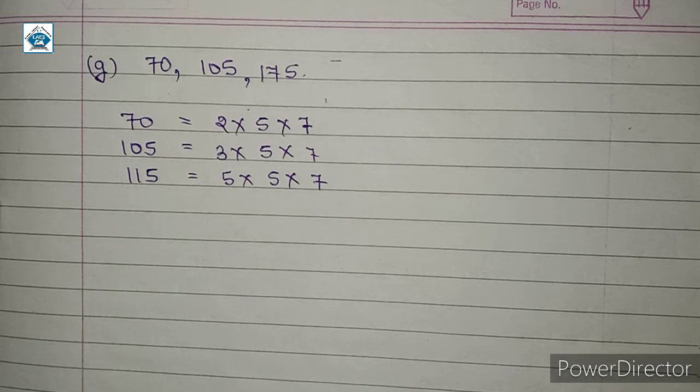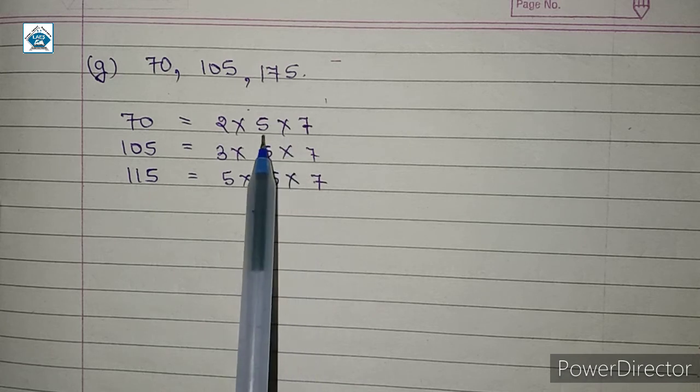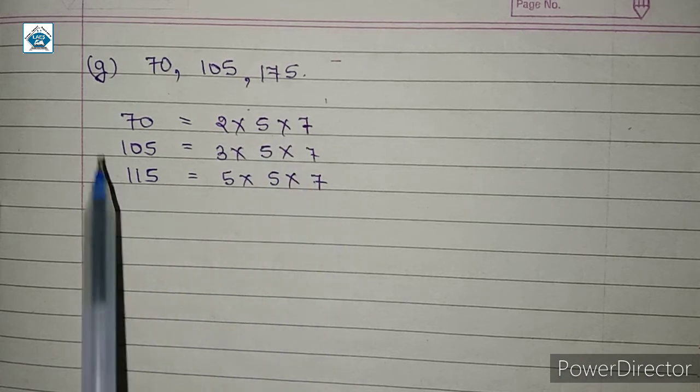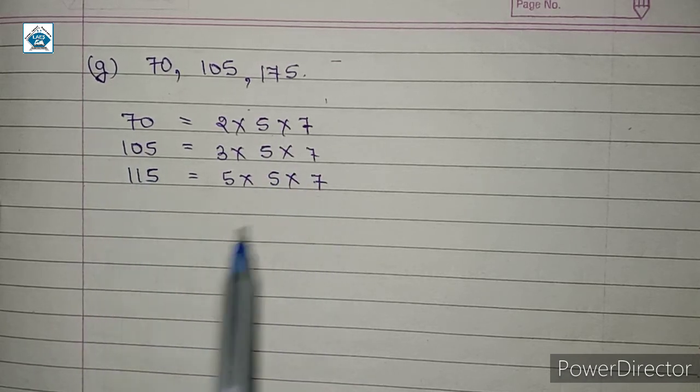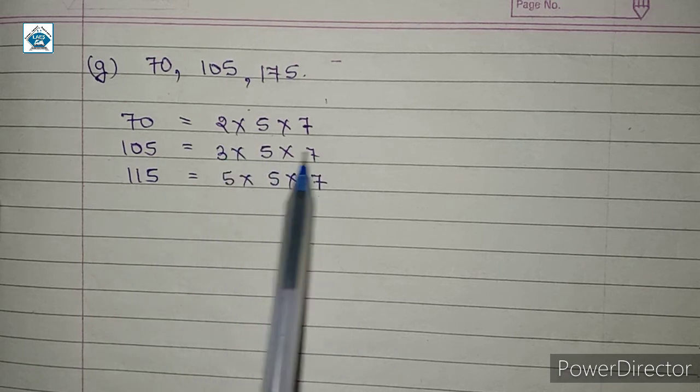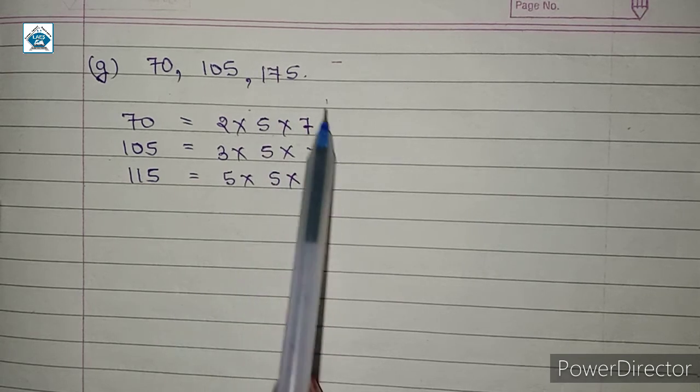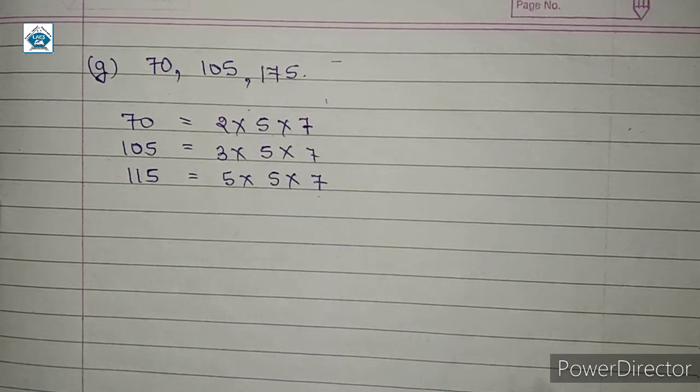Next step is we will find the common factors. So here we can observe that 5 and 7 both are the common factors of all the 3 numbers. तीनों नंबर में जो कॉमन है वो देखना है यहाँ पे. So here 5 and 7 are common in all the 3 numbers. तीनों नंबर्स में 5 और 7 फैक्टर है. तीनों नंबर्स के फैक्टर्स 5 और 7 है. Therefore the common factors are 5 and 7.